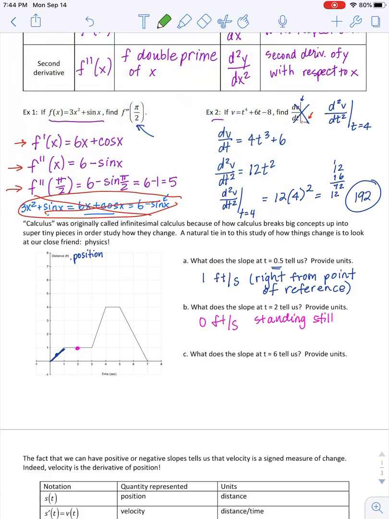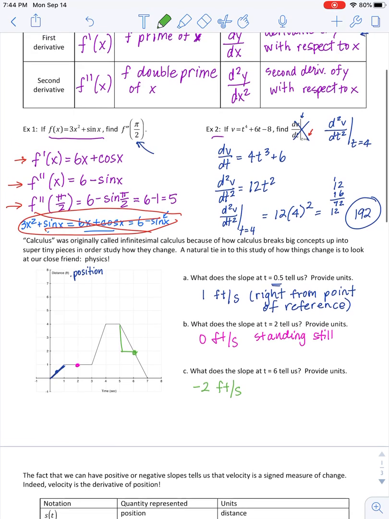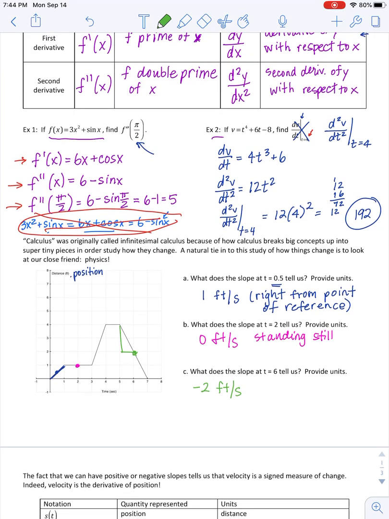Yay. So when we look at question C, and it says, what does the slope at t equals 6 tell us? Well, that's going to move us right here. And the slope at that point, if I just count rise over run, is negative 2 feet per second. So the fact that this slope is negative is telling us that this object is now moving back towards where it came from. So it's moving left from the point of reference, or backwards, if we think of it like moving forwards and backwards. Reference. Sound it out, kid. All right.